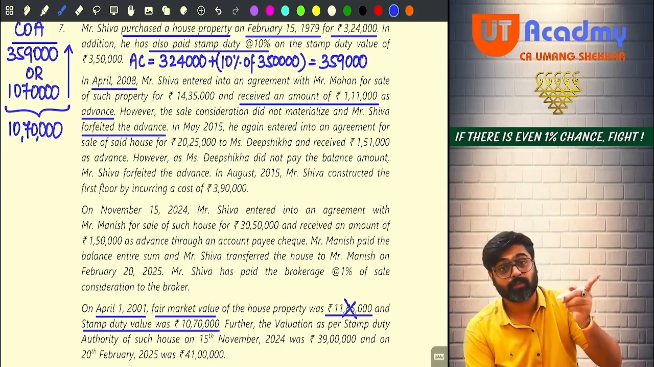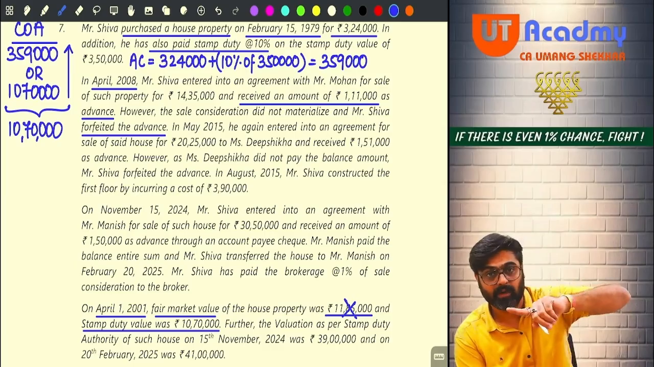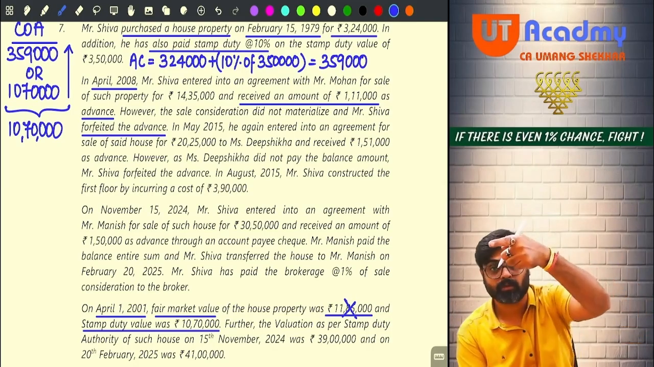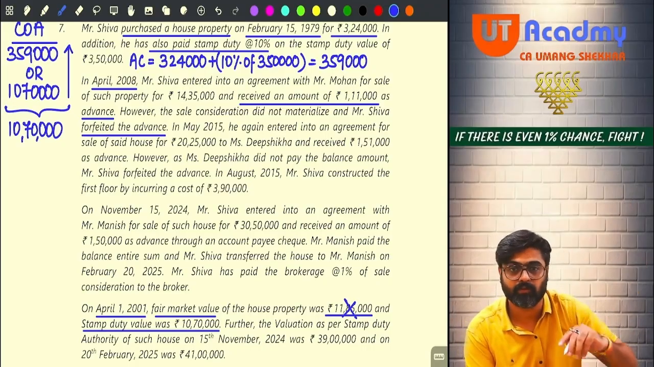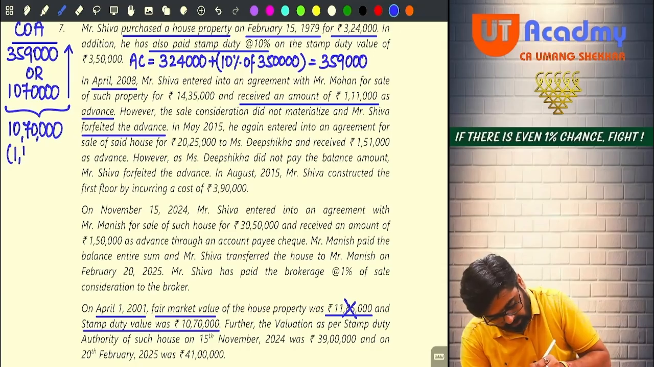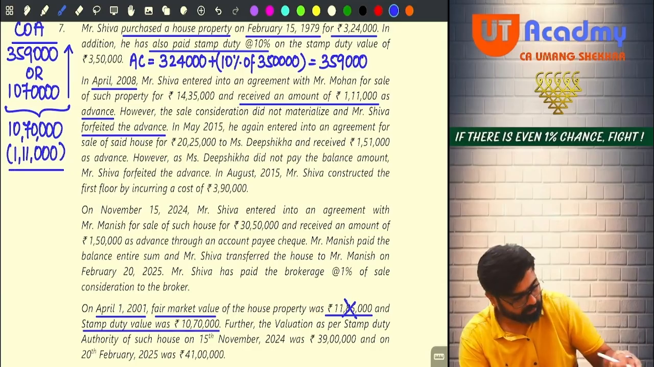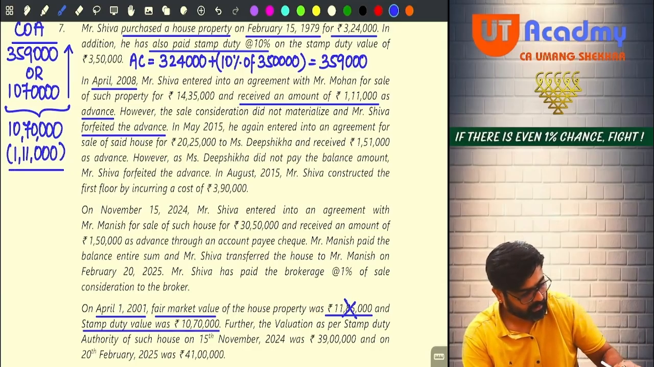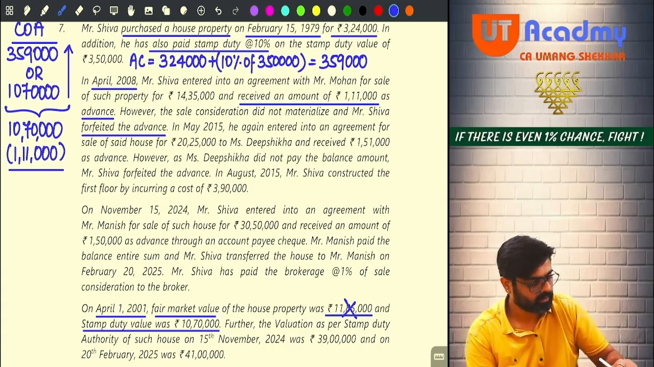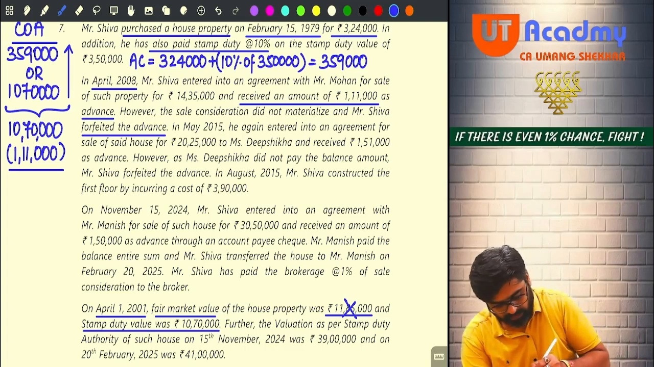Yes. So as per section 51, whenever Shiva will transfer the property in future to calculate his capital gain, out of his cost, that advance money received and forfeited will be adjusted. Yes or no? So can I adjust this 1,11,000 from here? Yes, sir. So tell me 10,70,000 minus 1,11,000. 9,59,000 will be his cost of acquisition.